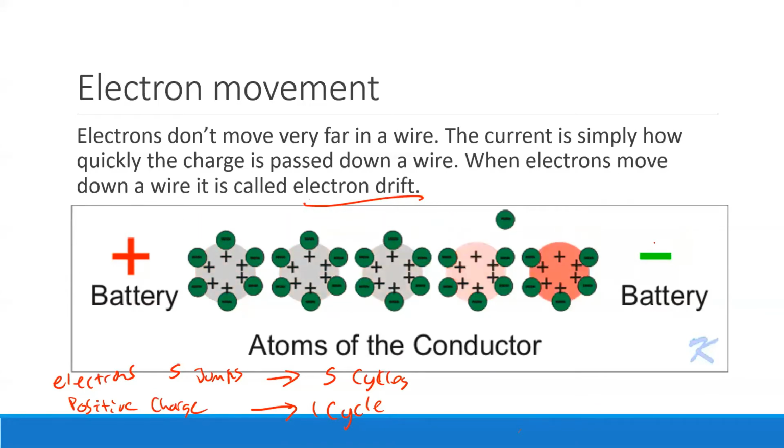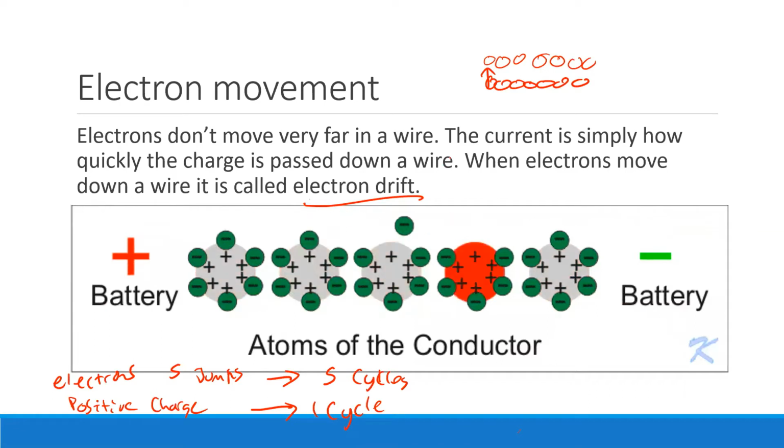It's like the difference between, imagine if you had an army, and the army were set up, and then everyone took a step forward in this massive long army. Each individual person doesn't move very far, but the whole thing is a big movement. Each electron doesn't move very far, but the whole charge moving down the wire is a big movement. So that's the difference between electron movement and charge.